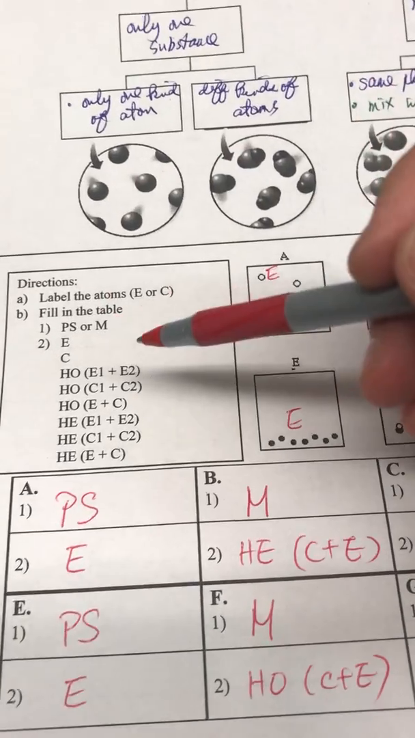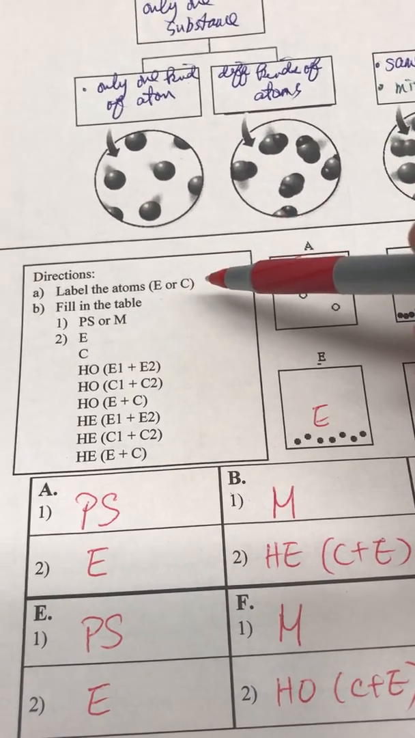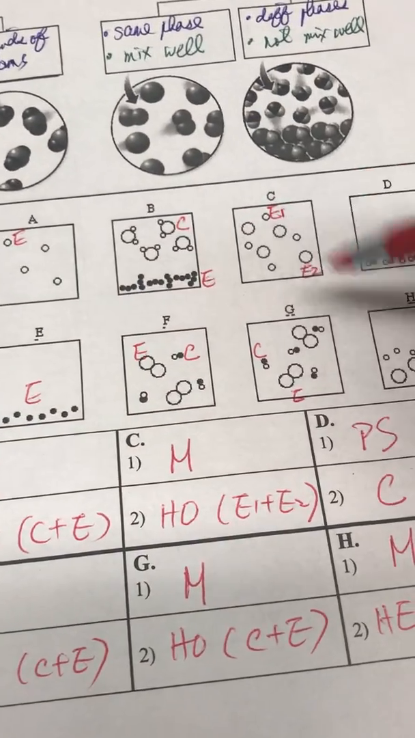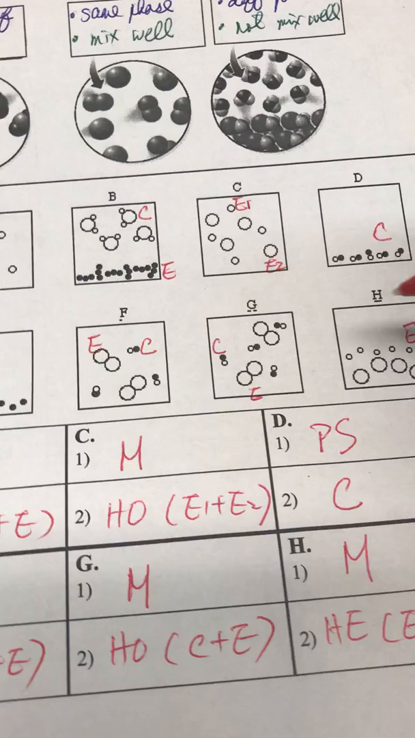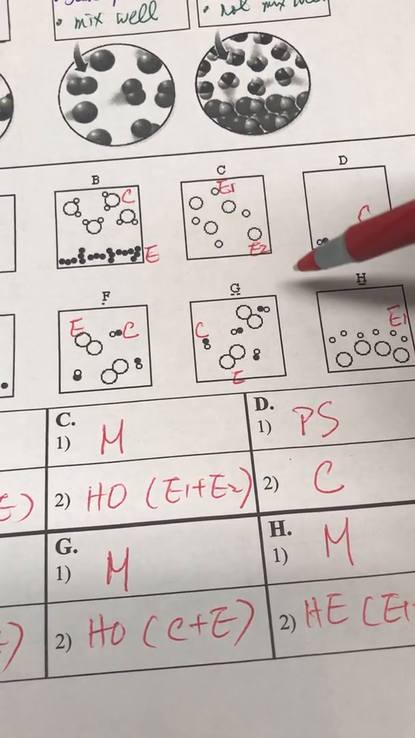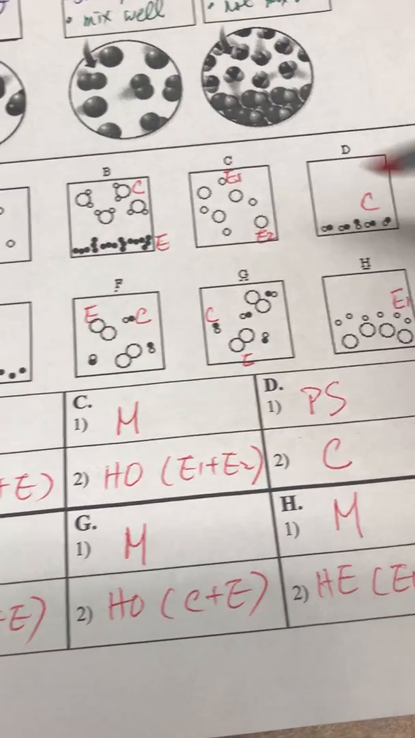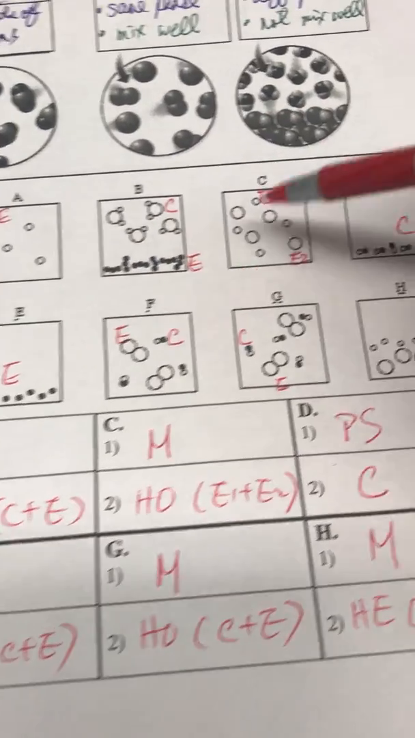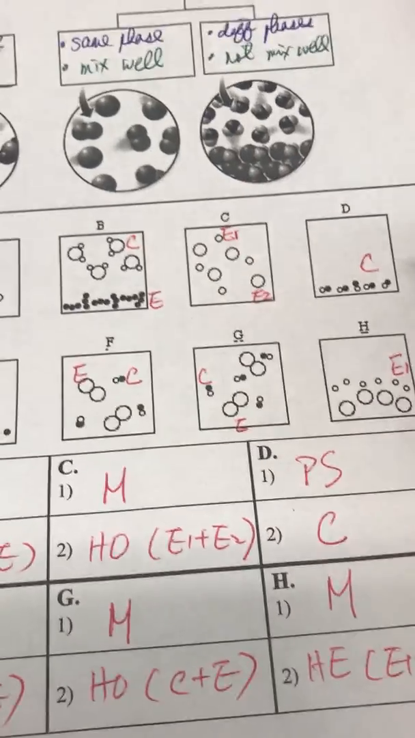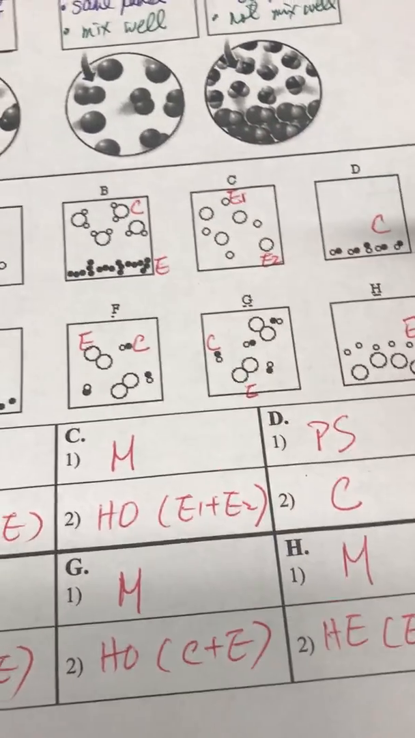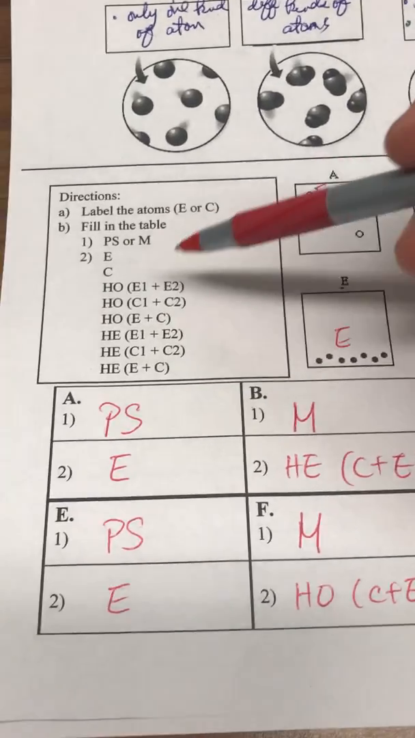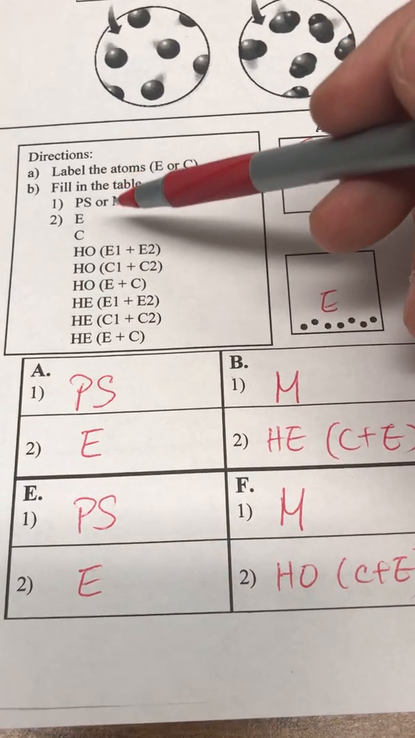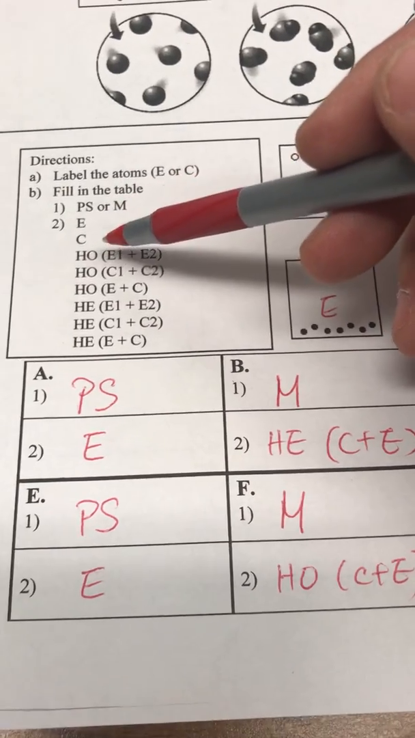Now on the bottom here, the direction is for each picture, we first label element or compound. If in the same picture we have two different kinds of element or two different kinds of compound, we label E1 and E2, C1 and C2. If we only have one kind of compound or one kind of element, we just label C or E. And then after we label, we go to the first level, which will be either pure substance or mixture.